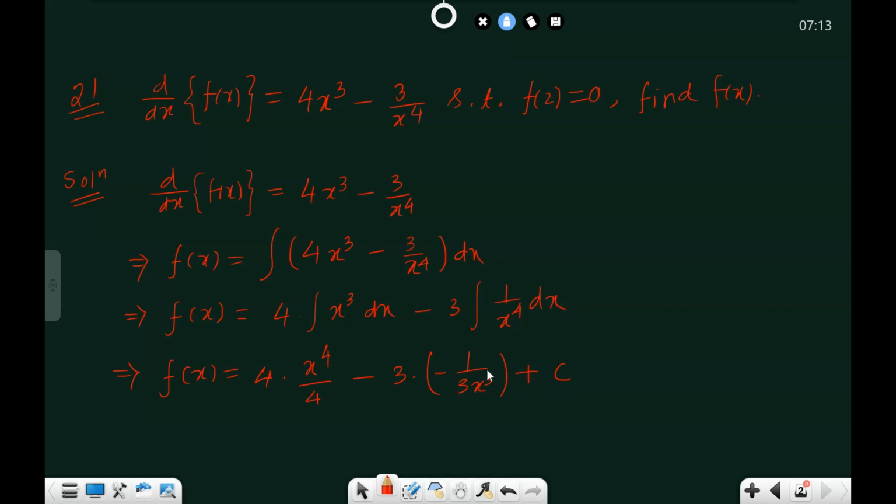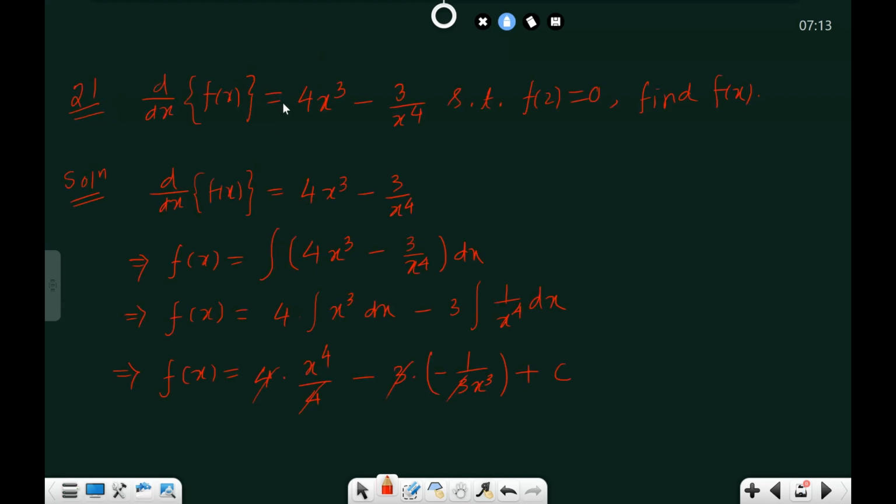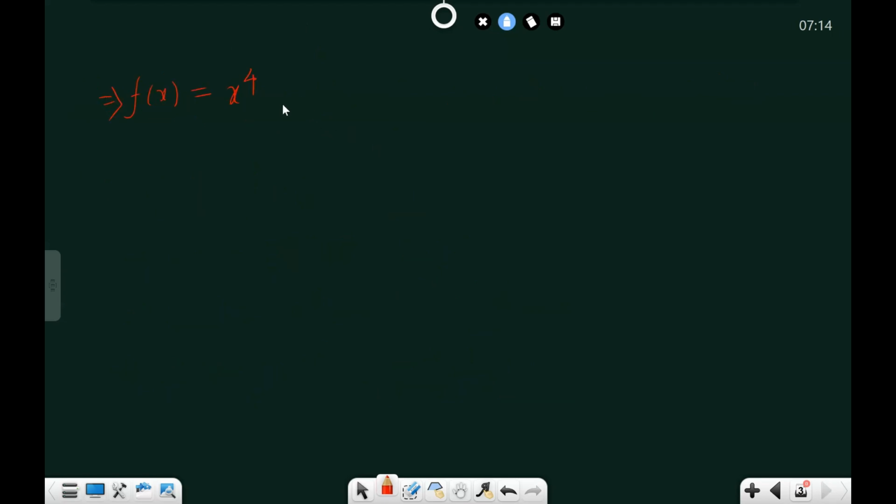After this you see this 4 is cancelled out, and this 3 is also cancelled out. So our function is now f(x) is equal to x to the power 4, then this minus and minus makes it plus, so plus 1 by x cube, and plus the constant of integration c. Mark this as equation number 1.